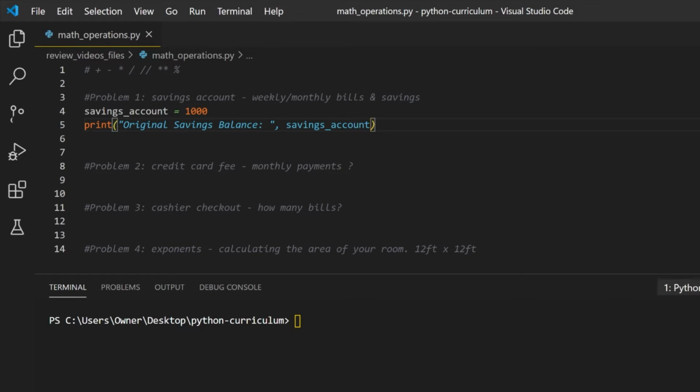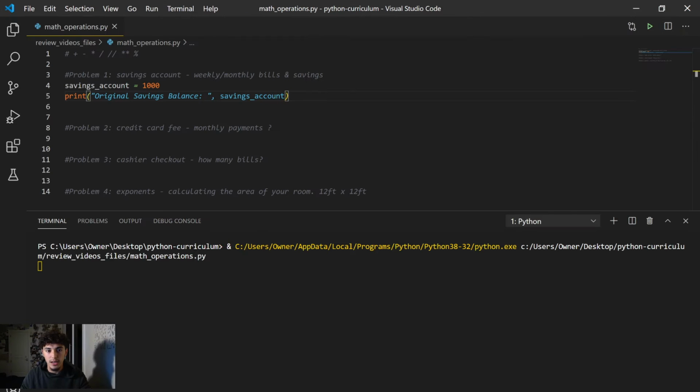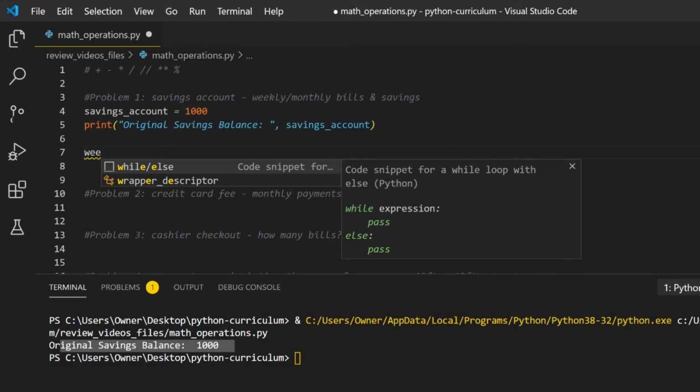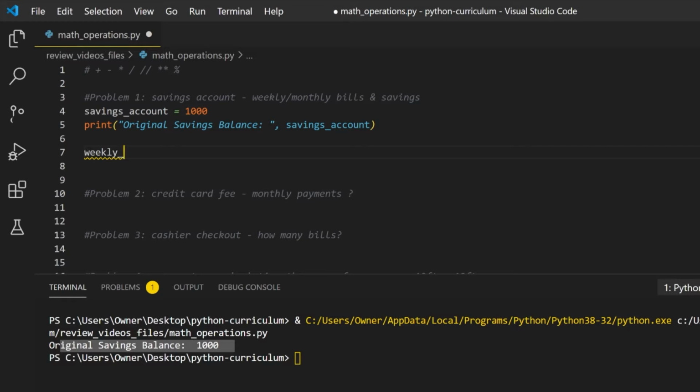If we go ahead and save this and run it, we will get exactly that right here, original savings balance, $1,000. Cool. Okay, so now what we want to do is create variables that are going to calculate our weekly bills and monthly bills. This is all just going to be random values. So we'll create a variable called weekly bills, and let's just say we have a weekly bill of $275.